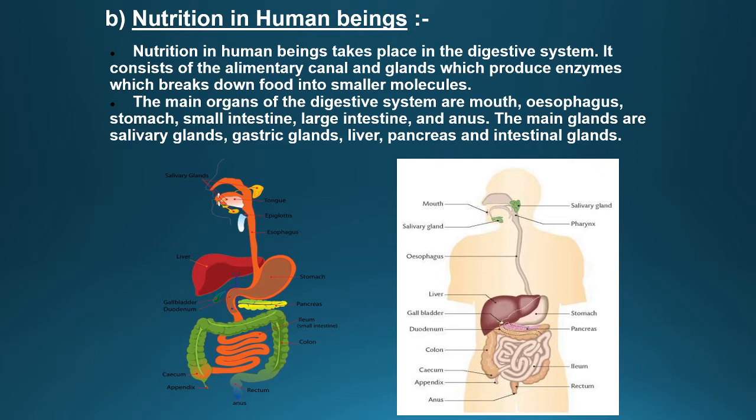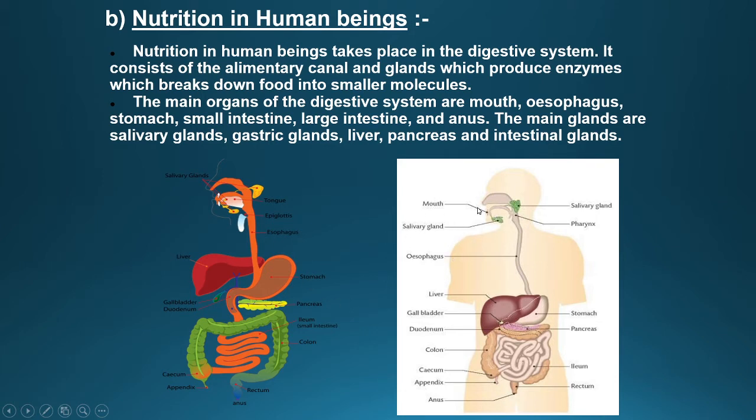It consists of an alimentary canal and glands which produce enzymes which break down food into smaller molecules. The main organs of the digestive system are the mouth, esophagus, stomach, small intestine, large intestine, and the anus. The main glands are the salivary glands, gastric glands, liver, pancreas, and the intestinal glands. So guys, you can see the picture and the diagram of the digestive system.